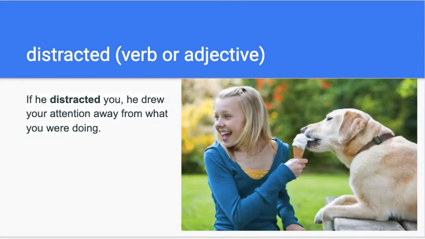All right, the next word is distracted. Distracted can be a verb or an adjective. And in this picture, it's kind of both. So you could say something like, a friend distracted my attention and the dog swiped my frozen treat. Or you could say something like this, the girl was distracted and the dog ate her ice cream. So it can be two things, but either way, it means to draw attention away from what you are doing.